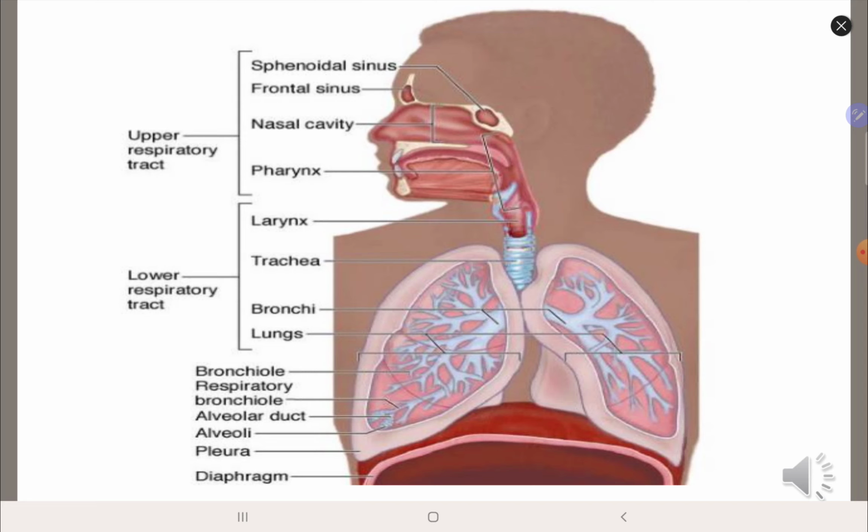While the lower respiratory tract starts after the larynx and continues to the trachea, which opens to the main right and left bronchi, and this will divide later on to bronchioles and terminal bronchioles, and later on will join the first part of the respiratory portion, which is the respiratory bronchiole.